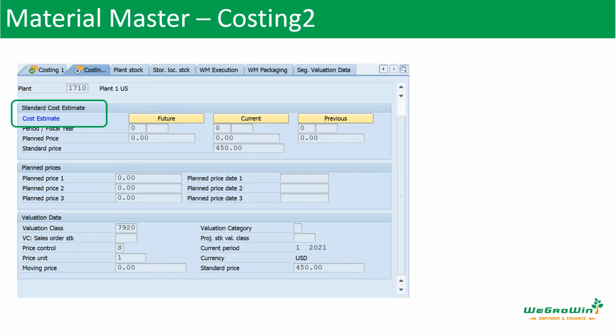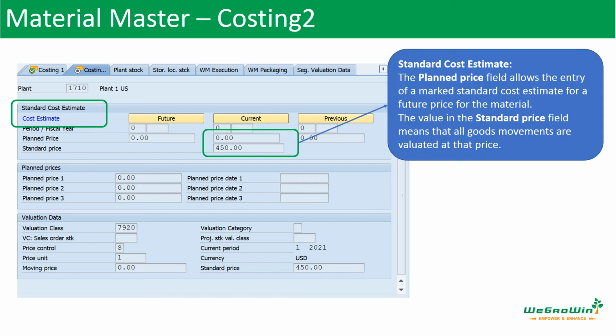Next, we have the costing 2 view, where we have this cost estimate. So what is in the cost estimate? Here we have the current cost, the future cost, and the previous costs, all those details we can see here. Here we have the planned price and the standard price. Planned price means when you are running the cost and marking the price, the system will show it as a planned price until it is released. When the price is released, this will become the standard price. You can discuss these aspects with your controlling team when they are running the standard costing. At that time you can see how this field changes from the planned price to the standard price.